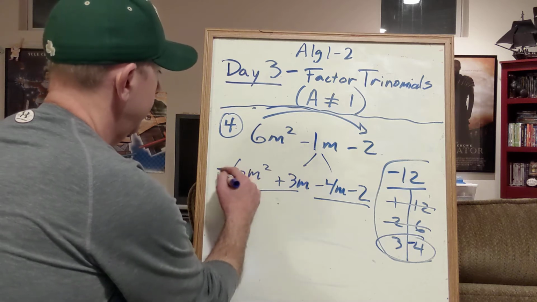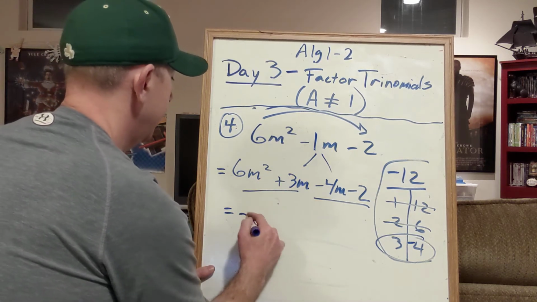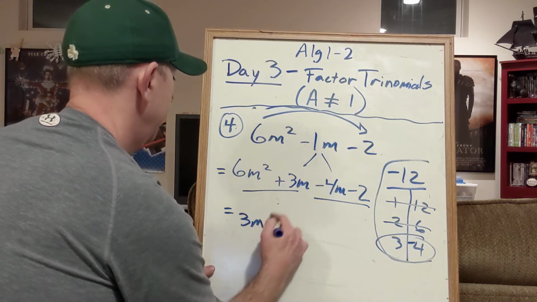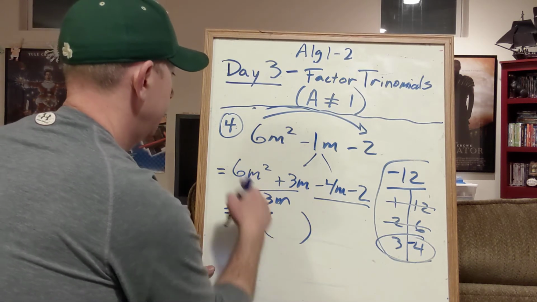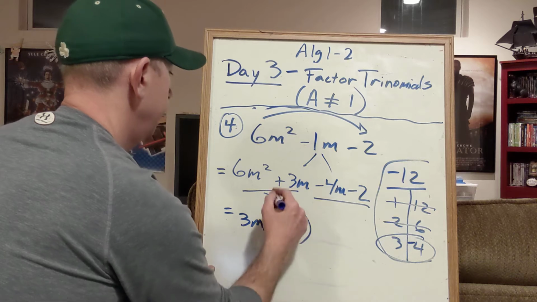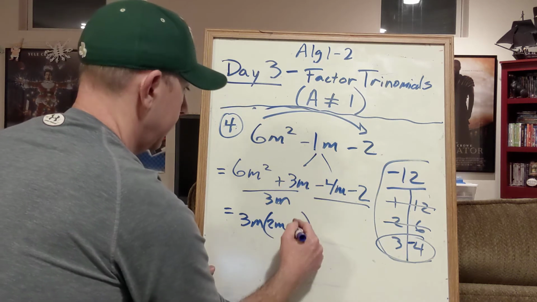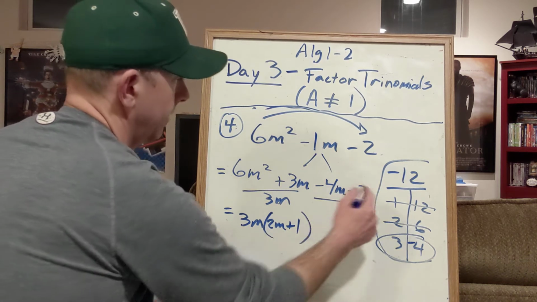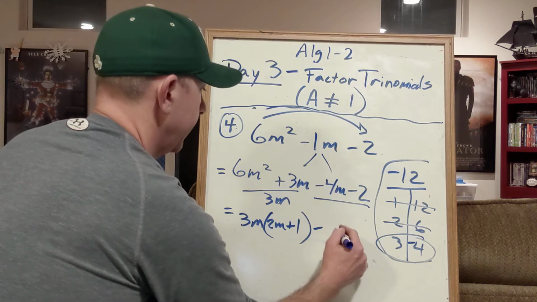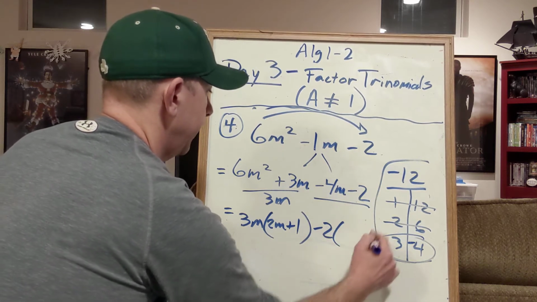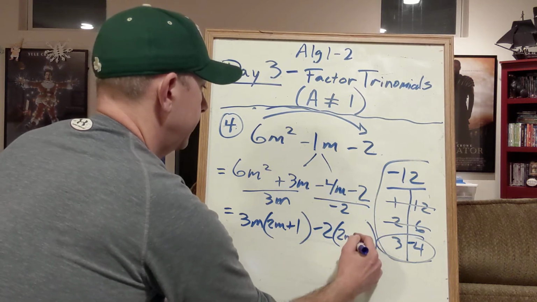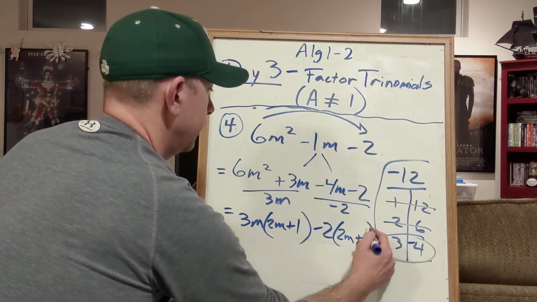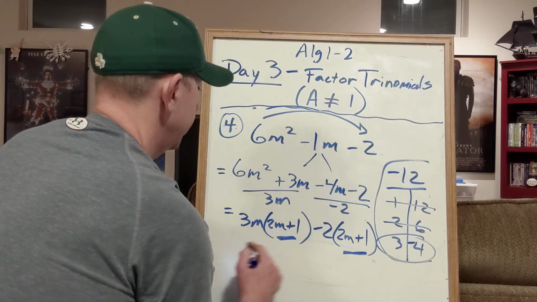All right, on this side, they've got a 3 in common and an m. So we divide 3m into both of these. 3 into 6, we get 2m. 3 into 3, and 3m over itself is plus 1. Over here, when there's a negative in the middle, we want to factor out a negative, and since 2 works, we factor out a negative 2. So negative negative is a positive 2m and plus 1, and so these match up just like we want.